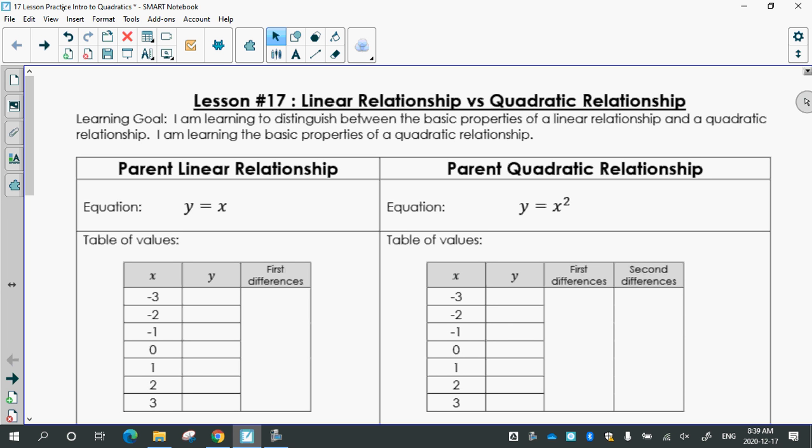All right, so our learning goal is to distinguish between the basic properties of a linear relationship, so from last year, linear, we all know that, and a quadratic relationship, that's what we're learning this year. And we're learning the basic properties of a quadratic relationship.